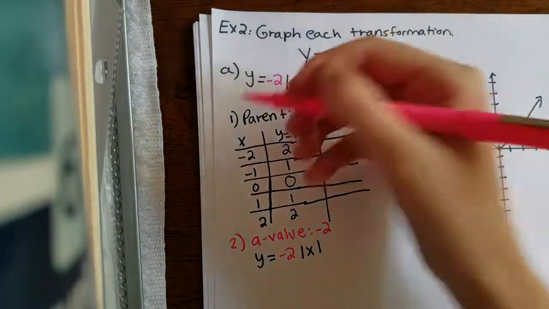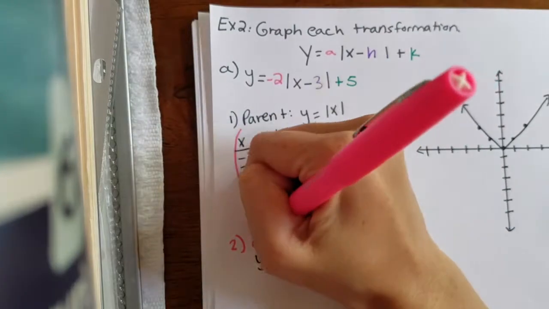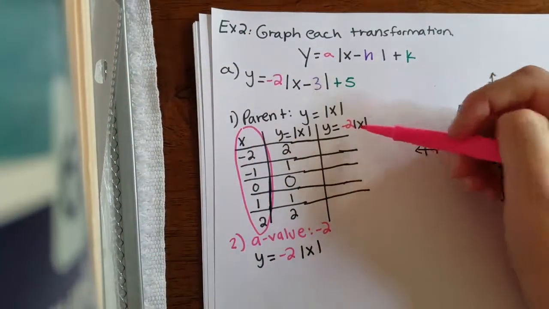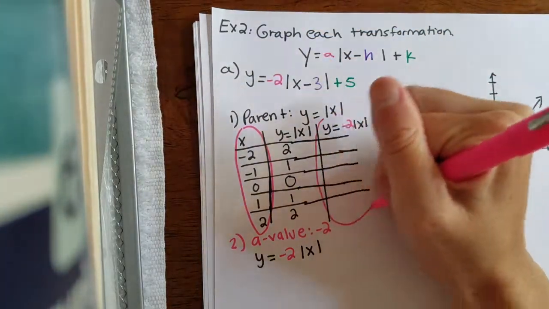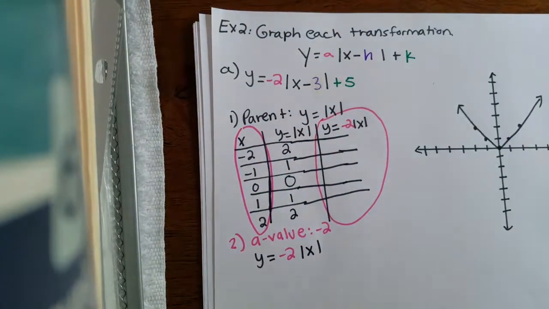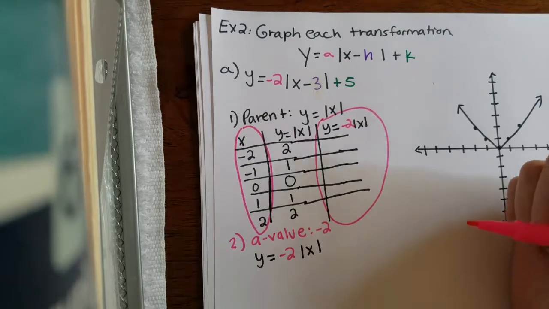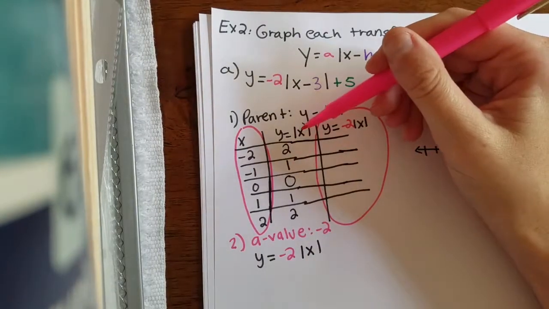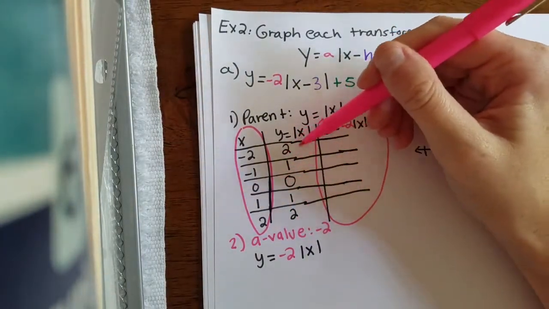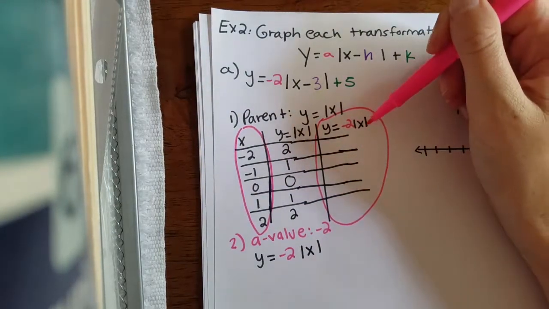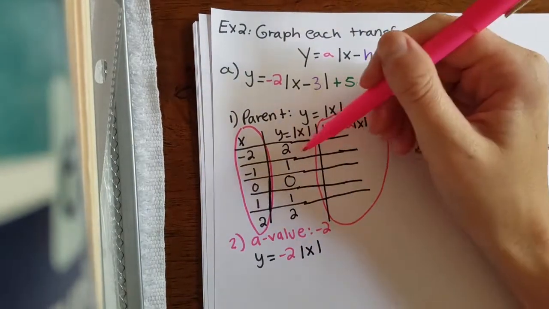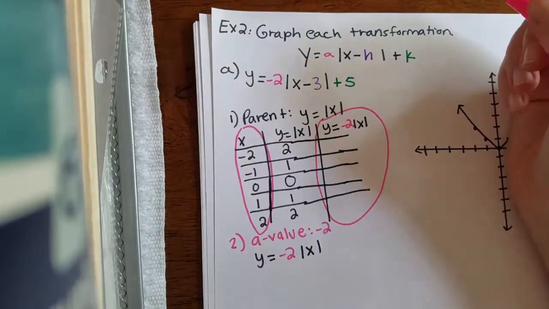So I'm going to be using the same x values for my next graph, but now we'll have new y values, which I'm going to write over here. Okay, so the way that we find the new y values, we had the absolute value of x right here. We found what all those y values are. Now we have negative 2 times the absolute value of x. So all I'm going to do is multiply negative 2 to all these numbers.